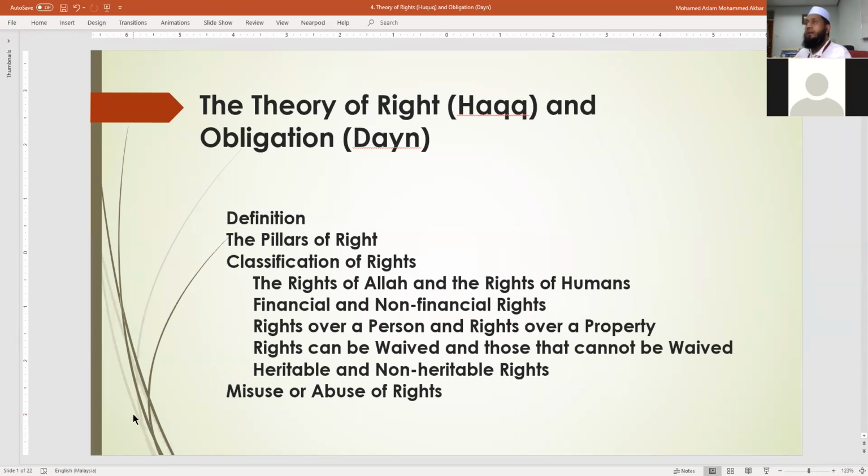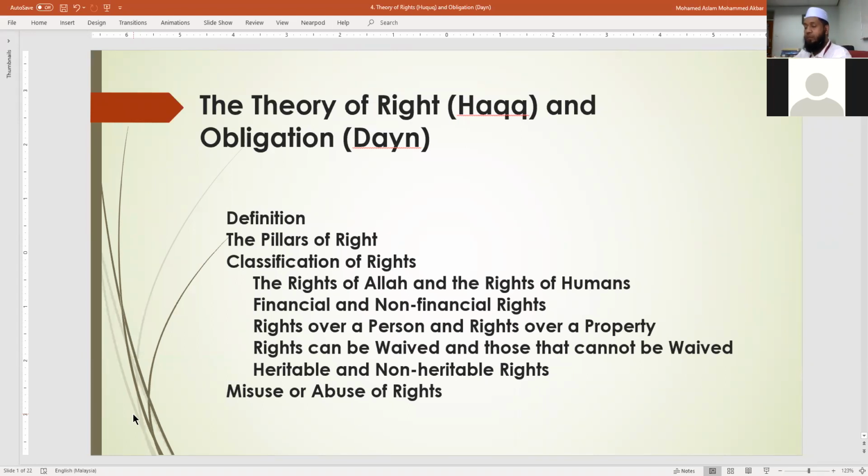So today we are going to start a new chapter, which is the theory of right and obligation. Right is actually huquq, and obligation is actually duyun. So you can say haq, right, and then dain, obligation. Previously we talked about the theory of property.